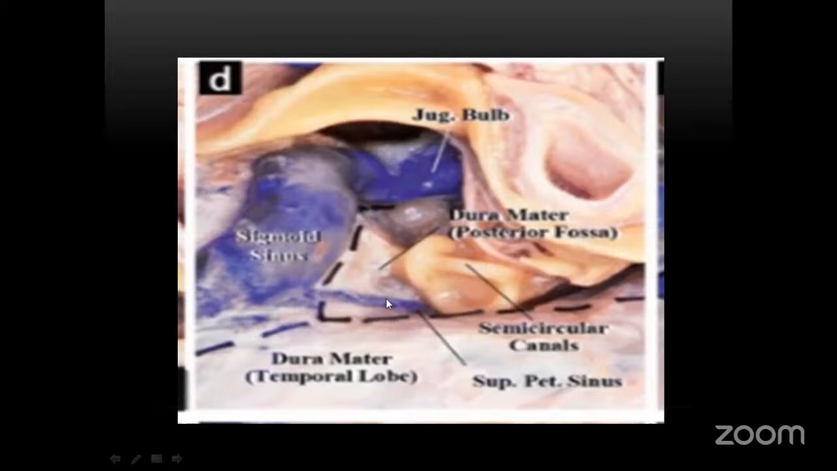So this is the posterior fossa, and this is the dura, that is the temporal lobe. We are giving two cuts on both sides, for communication through both areas: at the level of the posterior fossa, beside the sigmoid sinus, and at the level of the temporal lobe, just pre-sigmoid area. So these cuts are made simultaneously and equally.